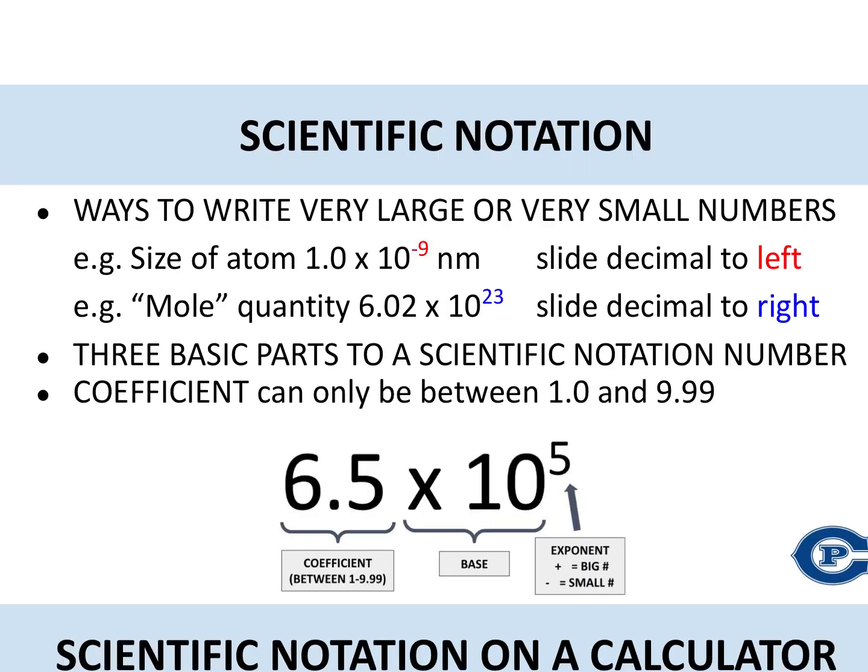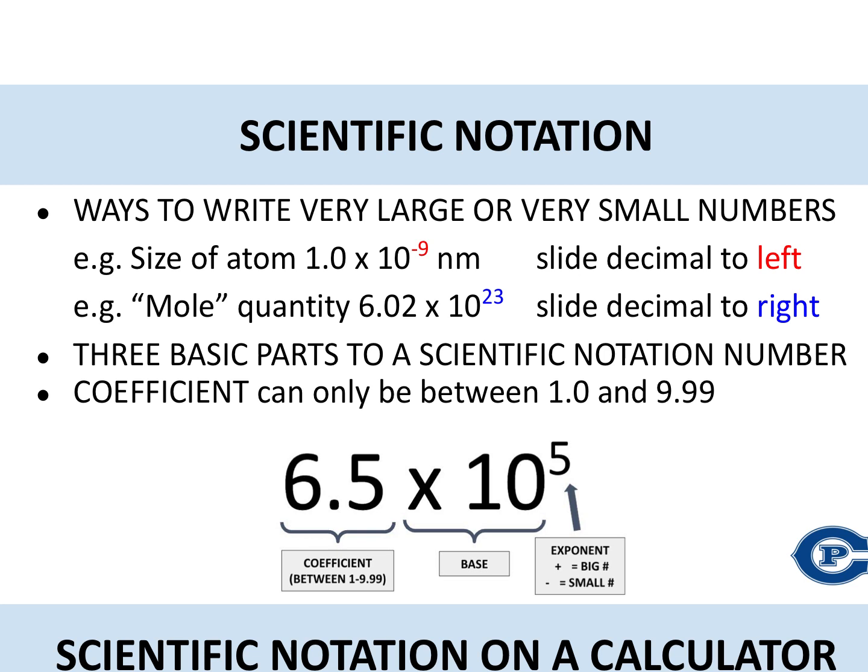So starting off easy, we just need to focus on what is scientific notation. Whenever I talk about scientific notation, these are ways that I can write very large or very small numbers. So for example, the size of an atom is 1.0 times 10 to the negative 9 nanometers. That is extremely small, that's looking at 0.000000000 all the way to that.